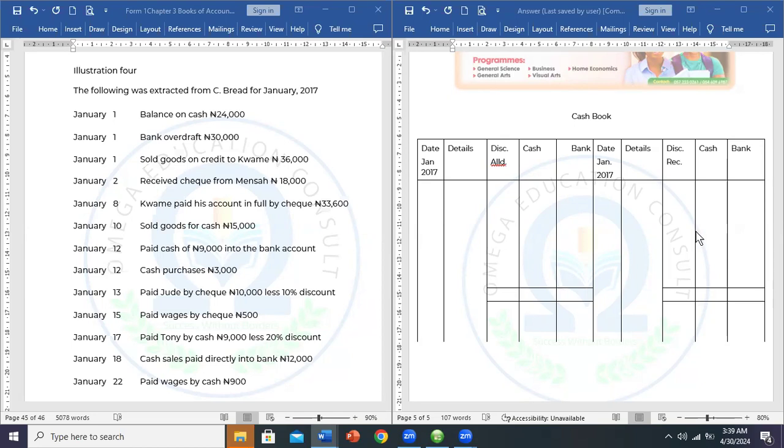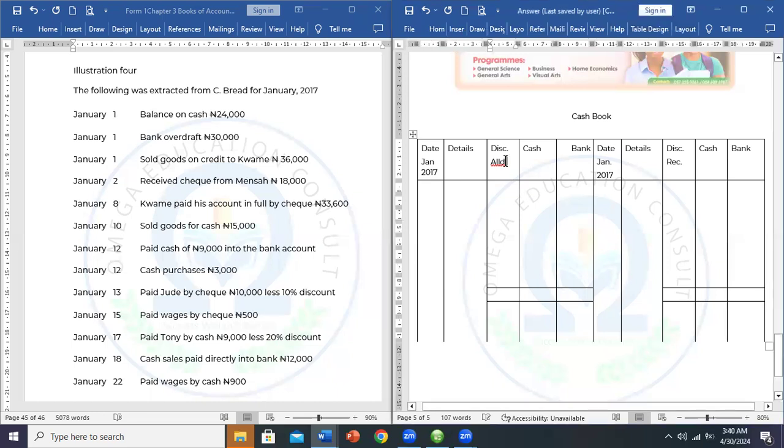Kwame paid his account in full by check, sold goods for cash, paid cash into bank, cash purchases, paid Jude by check, less 10% discount, paid wages by check, paid Tony by cash, less 20% discount. So you don't need a soothsayer to determine that you are definitely required to prepare the 3-column cash book. So that is what we have here, our 3-column cash book with the discounts allowed on the debit and discount received on the credit.